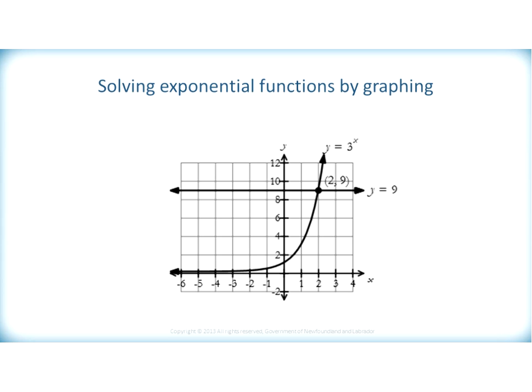So we can solve exponential equations by graphing the two functions. So for example, if we have 3^x is equal to 9, then if we graph y equals 3^x, and we graph y equals 9, the intersection point would be the solution. So here we have y equals 9. Here we have y equals 3 to the power of x. And the intersection point where they intersect would be the solution. So x would equal 2.